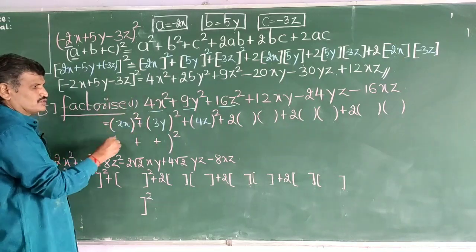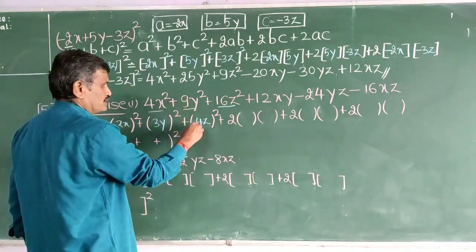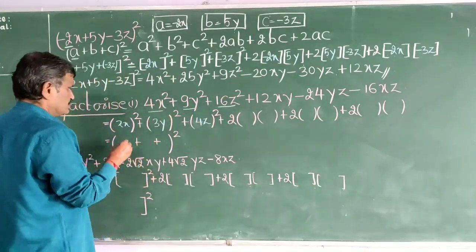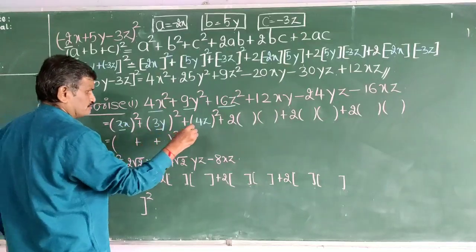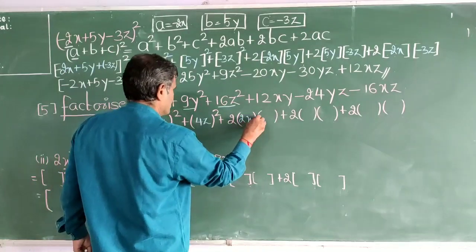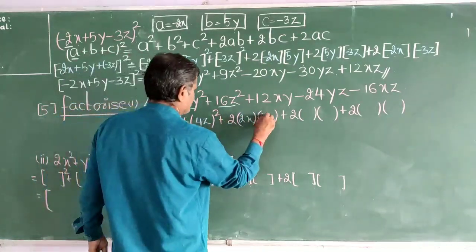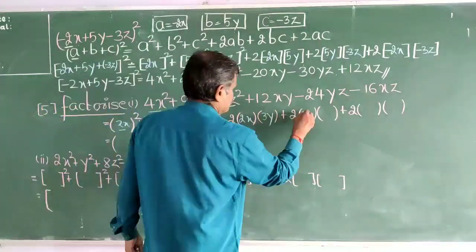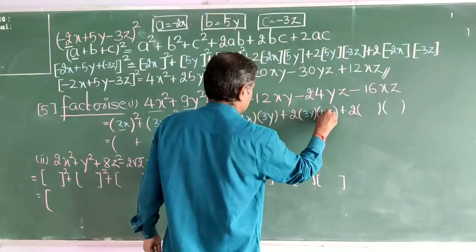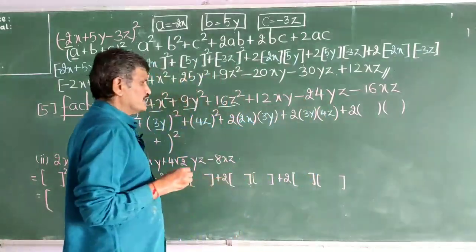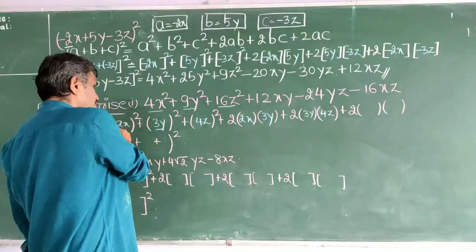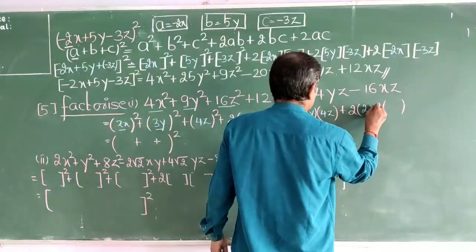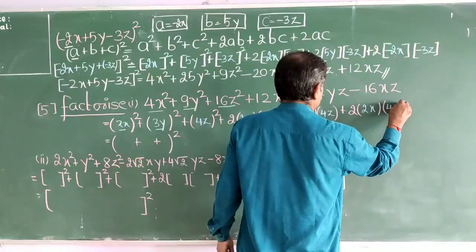2x whole square is 4x square, 3y whole square is 9y square, 16z square can be written as 4z whole square. Now here you write the first and the second term, then second and the third term, then first and the third term.